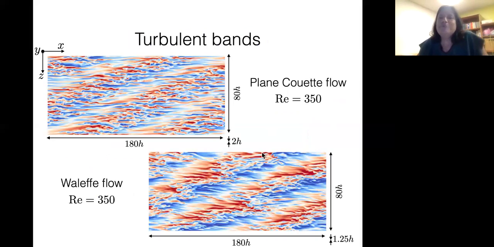First of all, it makes bands. Look at this. This is Laurette flow, and this is plane Couette flow. This is the same Reynolds number, and look how similar they look. They don't look exactly the same. You see that there are fewer small structures here, but they are very similar.